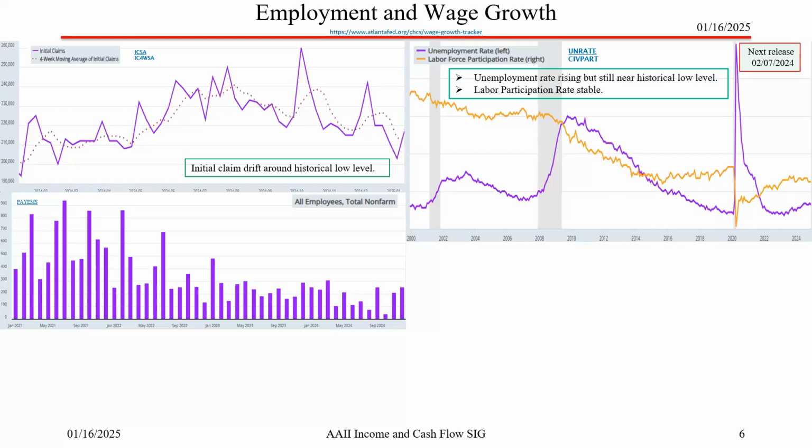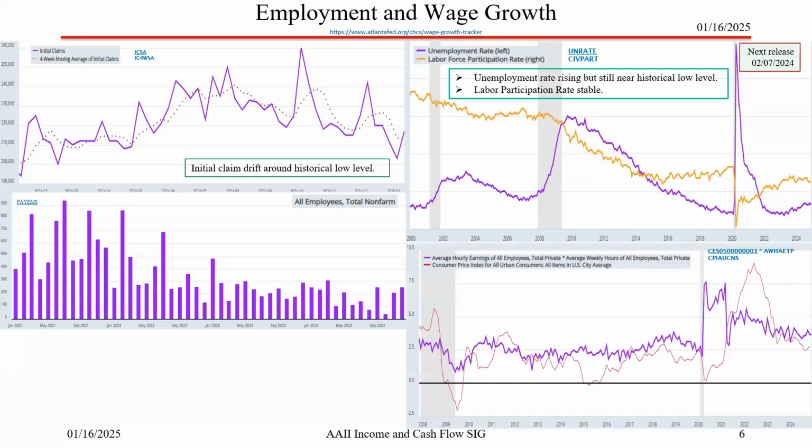So that's stable. And we look at the average hourly earning times the average weekly hours they worked, and take an annual rate of change on that. That's the purple line. Looks like we are flattened out, but we're at the level still a little bit high, I think, but we shall see. The background, the red line, is actually the CPI headline. So income increase is normalizing. We're coming down from the 2020 and 2021 level.